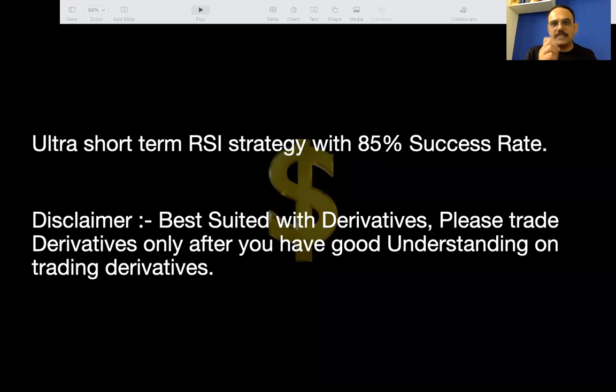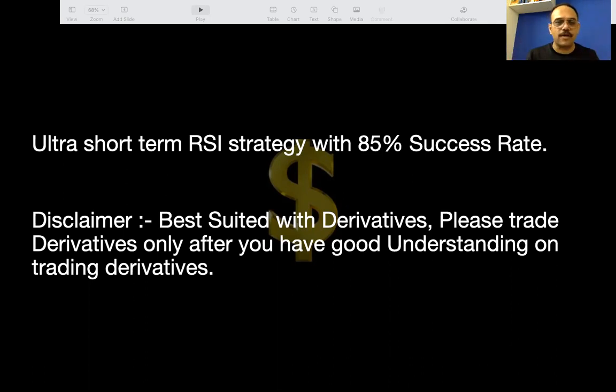This is the disclaimer that this will be best suited for derivatives trading. We have covered futures and options in the last 2-3 weeks. So this technique works fantastic; it enhances the strength of this technique when you trade with derivatives. But before you trade this in derivatives, you should have fair knowledge about derivatives. Nonetheless, if you are trading it with stocks as well, this will give you fantastic results.